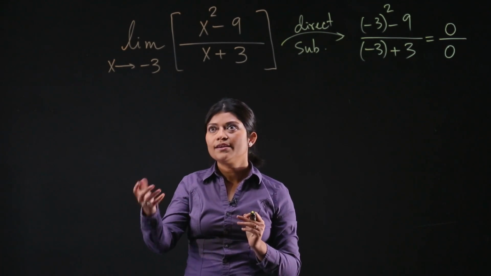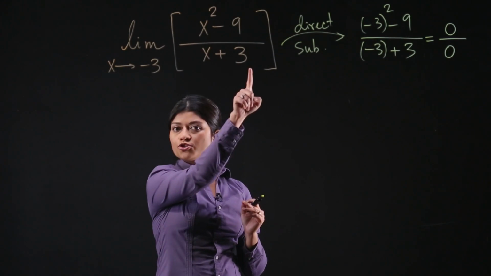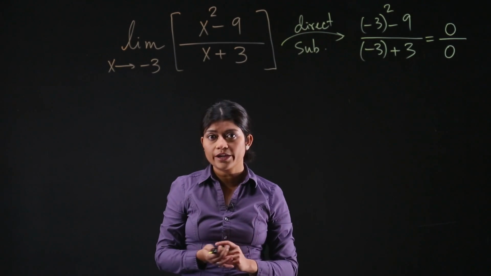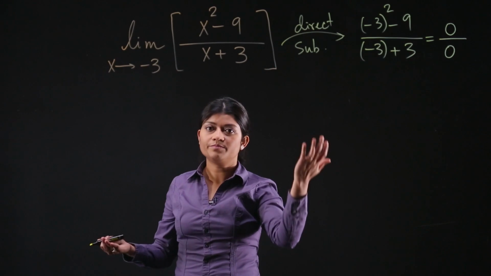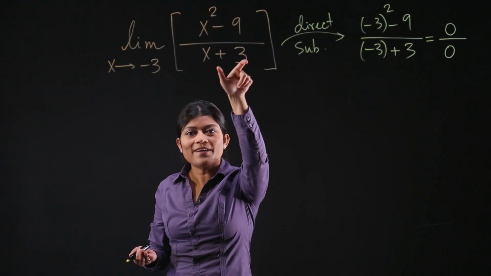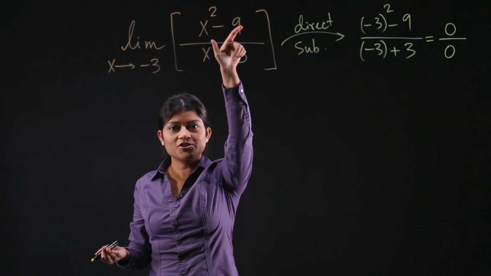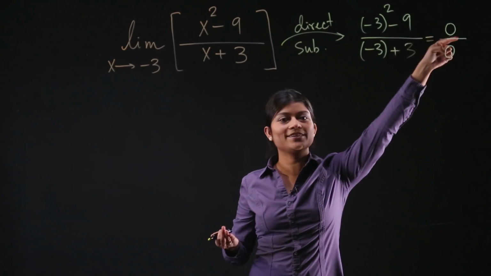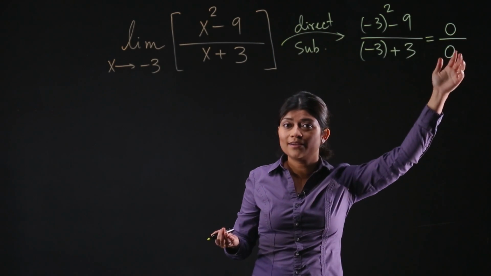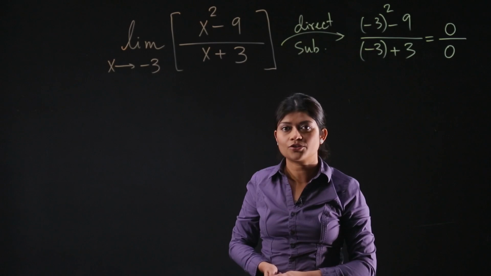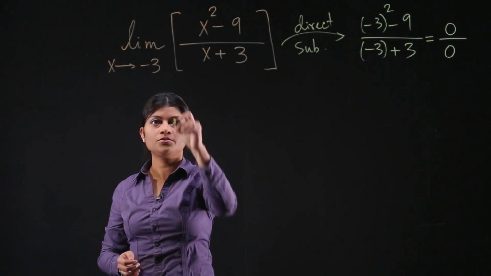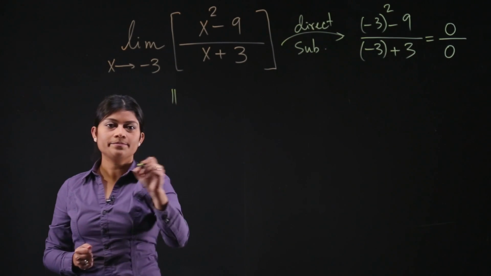Because what is happening is the factor x plus 3 is the one that's causing trouble, right? It's in the denominator and it's giving you 0. But that same factor is in the numerator also. Do you see that? That's why you are getting 0 in the numerator as well. So maybe we can cancel out that factor. So that's what we have to try and do. So let's see.